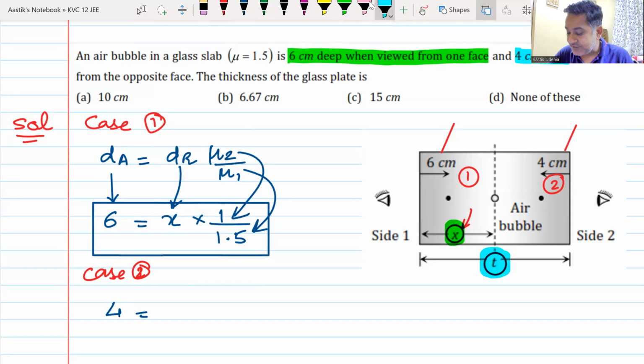See, the total is T, and the real depth minus X. So T minus X. Well done. What is the value of mu2?